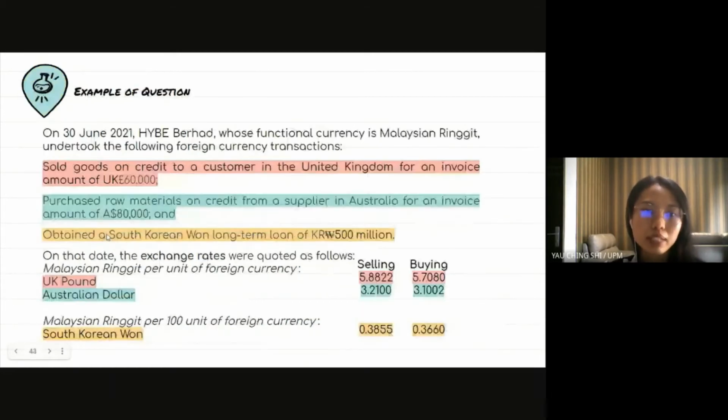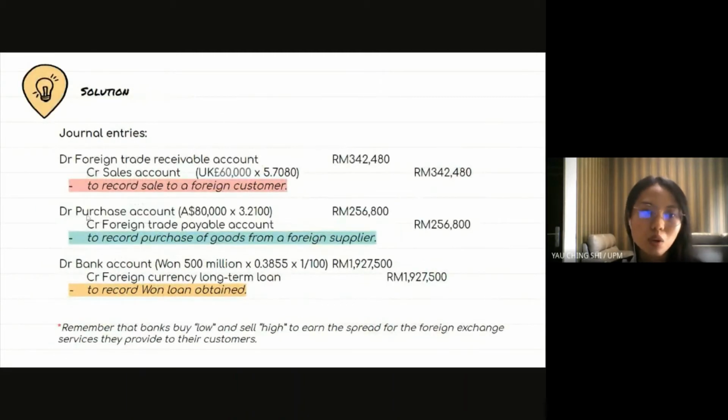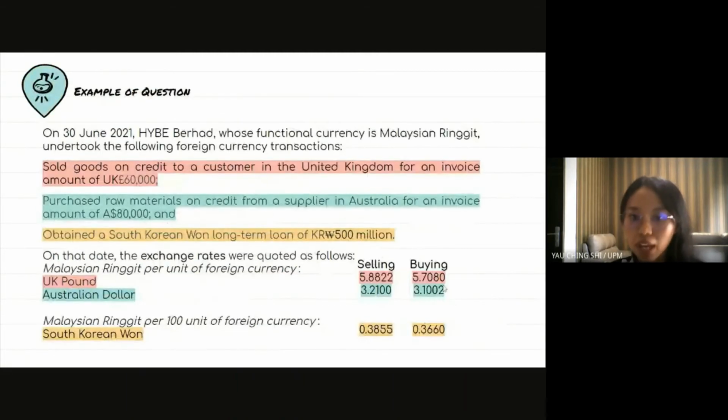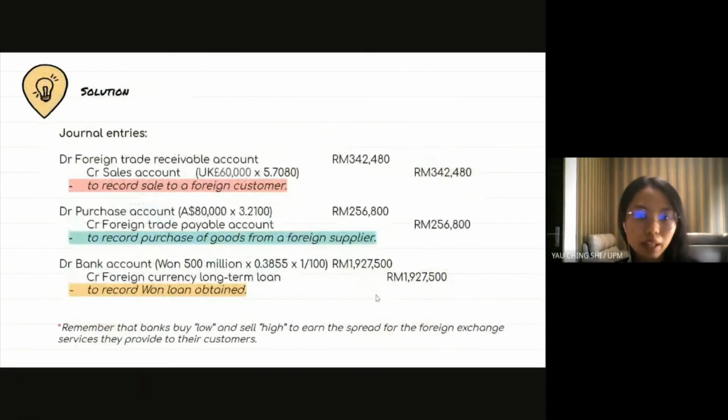While for the second transaction, purchase raw material on credit from a supplier in Australia for an invoice amount of 80,000. The rate first. The rate here will be the selling rate, because this is a purchase transaction. So we take this one, and after we multiply it, it will result in this number. This is to record the purchase of goods from a foreign supplier.